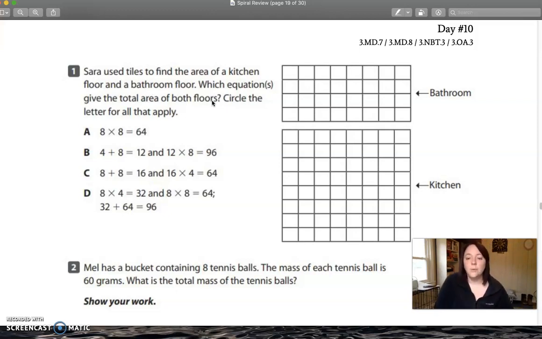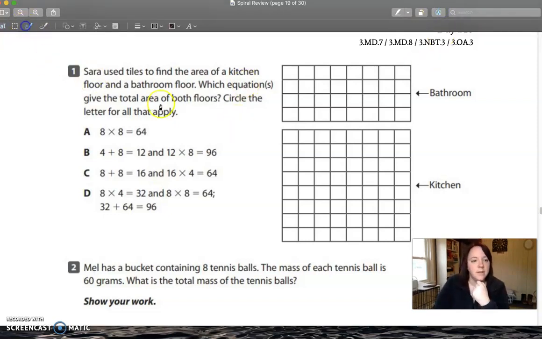All right, so number 1 says, Sarah used tiles to find the area of a kitchen floor and a bathroom floor. Which equation or equations give the total area of both floors? Circle the letter for all that apply. Ms. Barker does this out on her paper, but I'm not going to show you the answer. We're going to do it together. So let me get my pen.